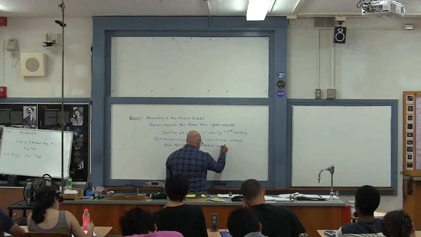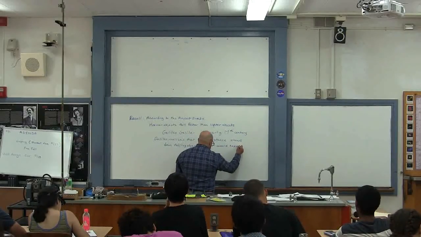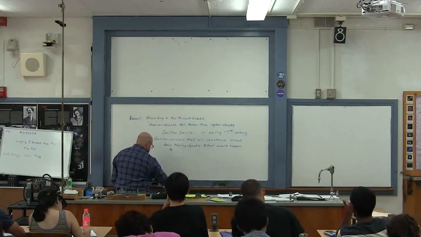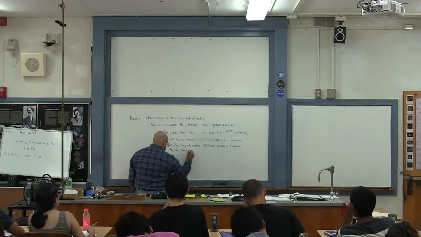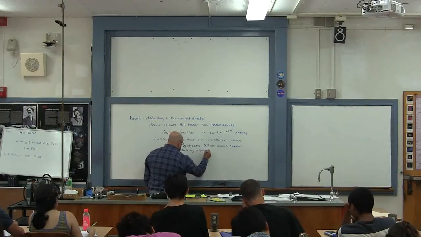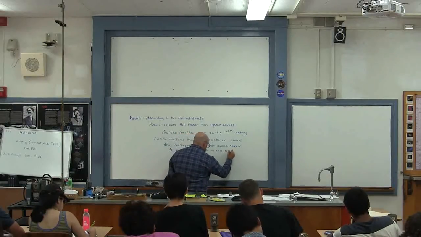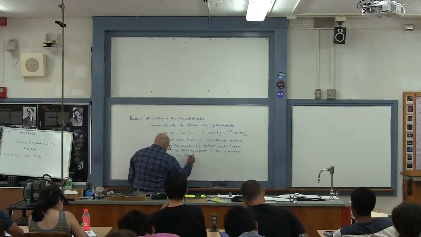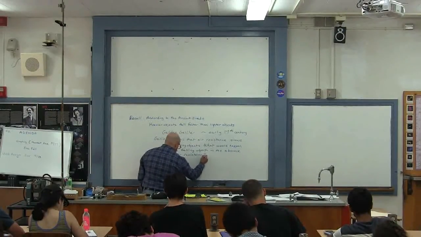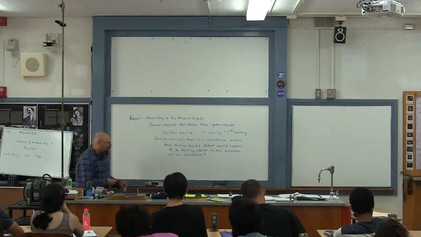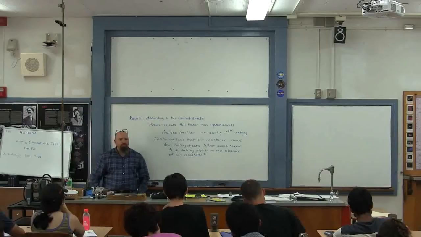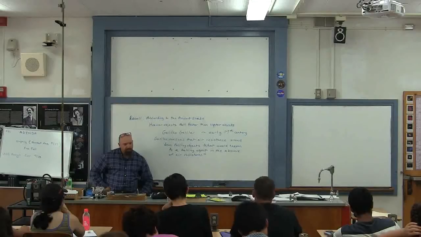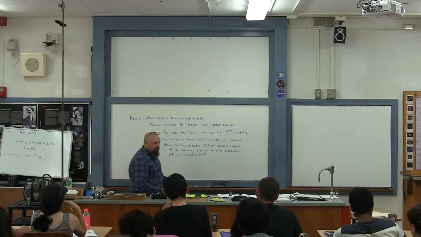What would happen to a falling object in the absence of air resistance? In other words, by asking this question, Galileo is conceiving of the idea of a vacuum. A vacuum is a region of space where there is no air, no atmosphere.